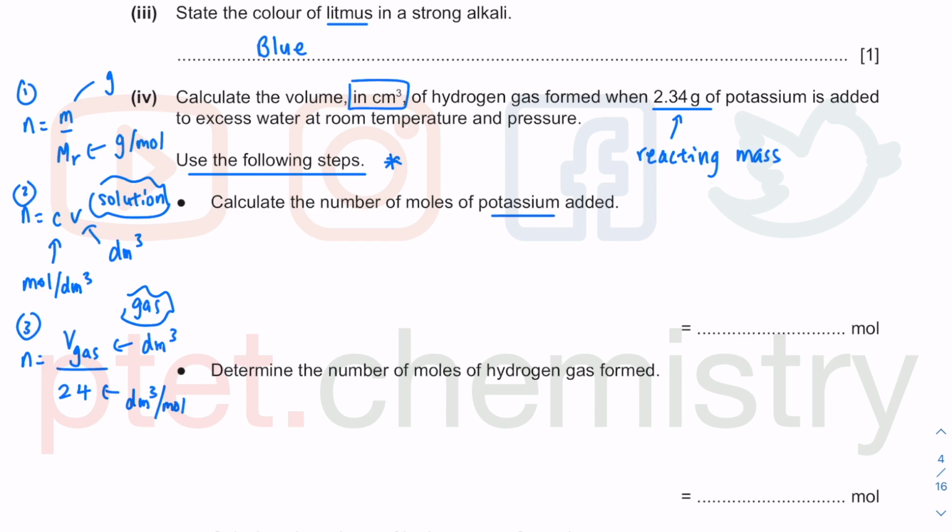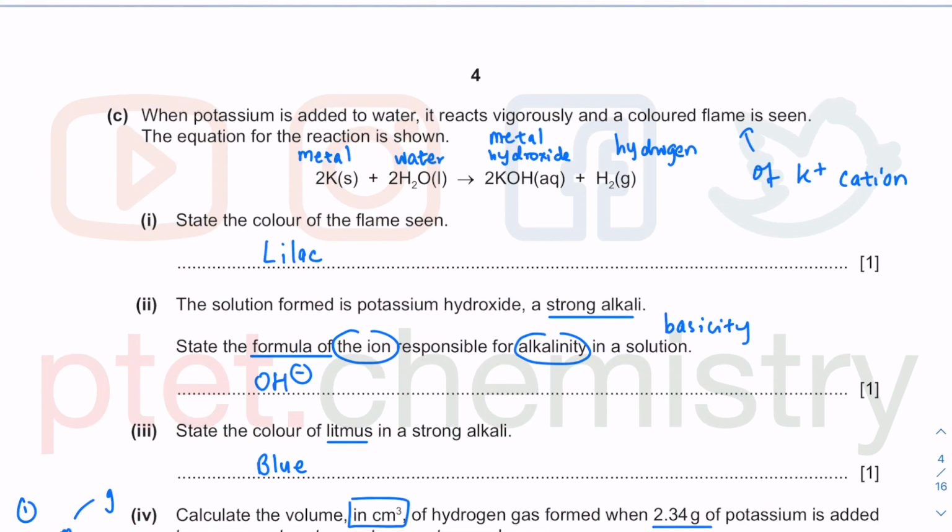So the potassium is given as mass. So the mole of the potassium, we label our working so that we can be clear of what exactly we want to portray to the examiner who is marking our work. So 2.34 divided by 39, I get 0.06 mole. So next one, the mole of hydrogen gas formed. Looking at the balanced equation, we have 1 mole of hydrogen gas coming from 2 mole of potassium metal.